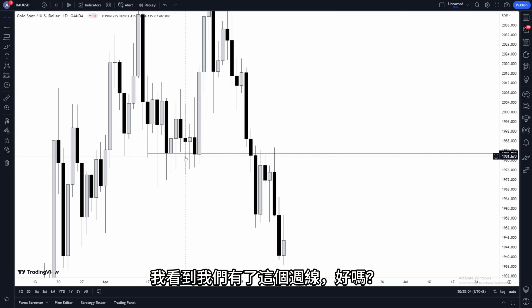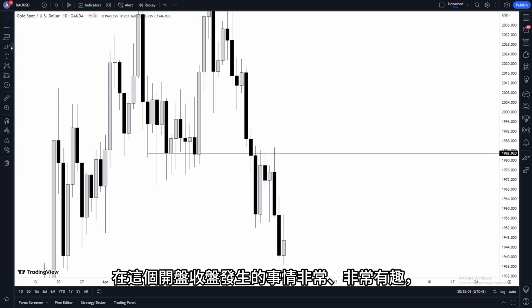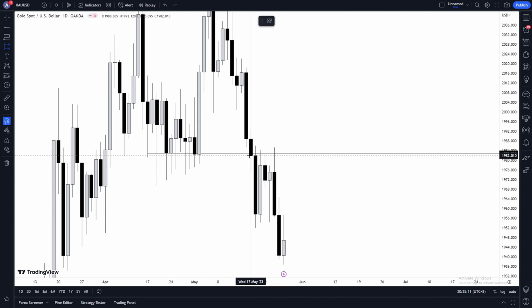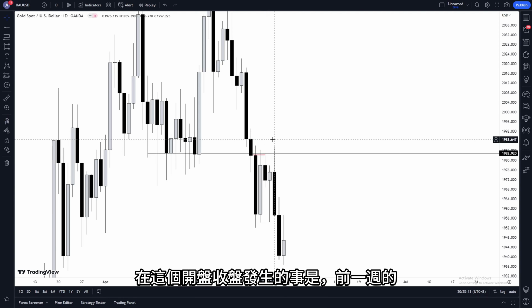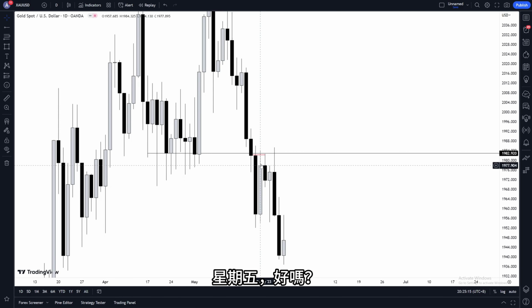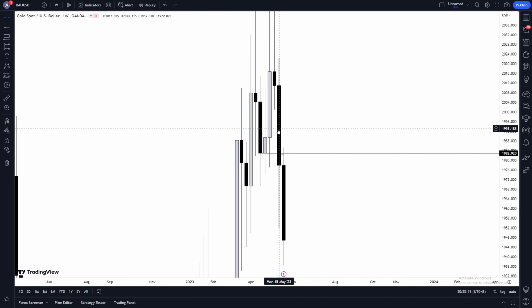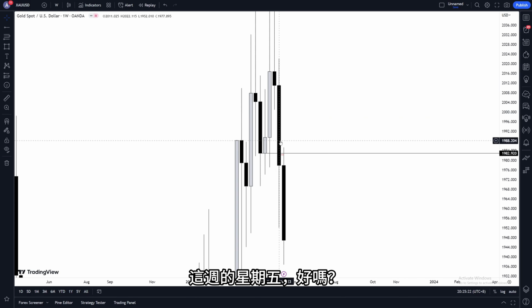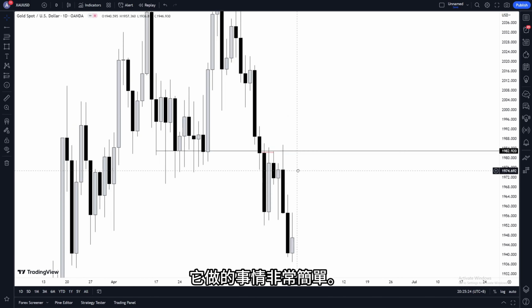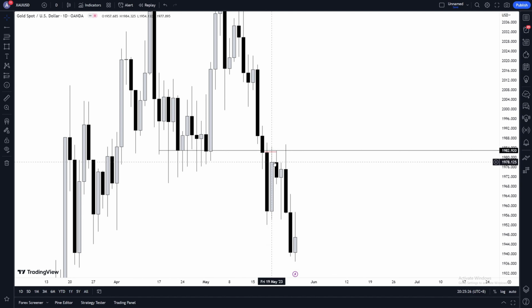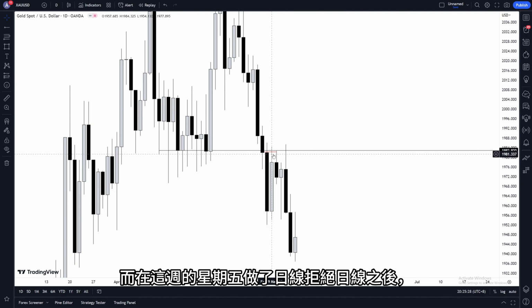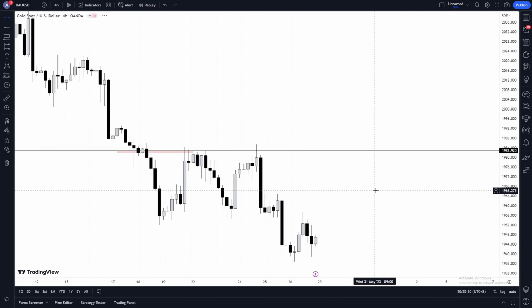I saw that we had ourselves this weekly open close here. And what happened in this open close is very interesting, and it's very important. What happened was that the Friday of the previous week, so what I mean by the previous week is this. See this week right here? This week's Friday, what it did was very simple. It came in and did a daily reject daily. And after this week's Friday did a daily reject daily, guess what happened on the H4?